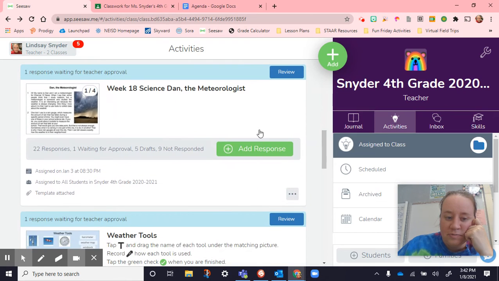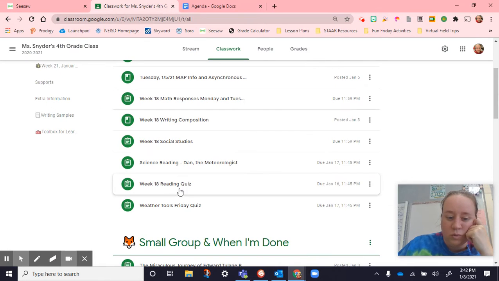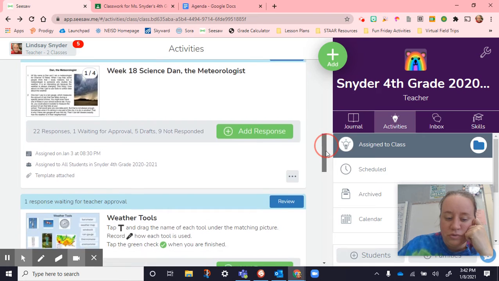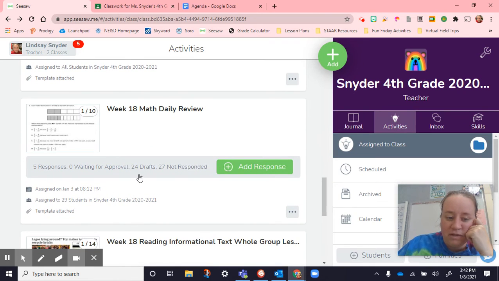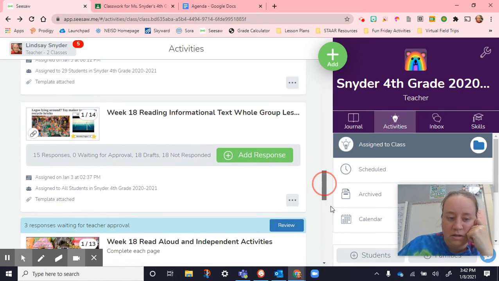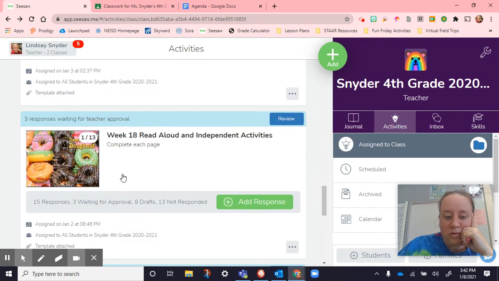And then science, Dan the Meteorologist, this was the reading that goes with these questions here. Weather tools, we did that together today. That can be turned in. The math daily review we're still working on, so that can sit there till next week. The reading informational text whole group, these were the articles and activities that we did together, so that can be turned in.